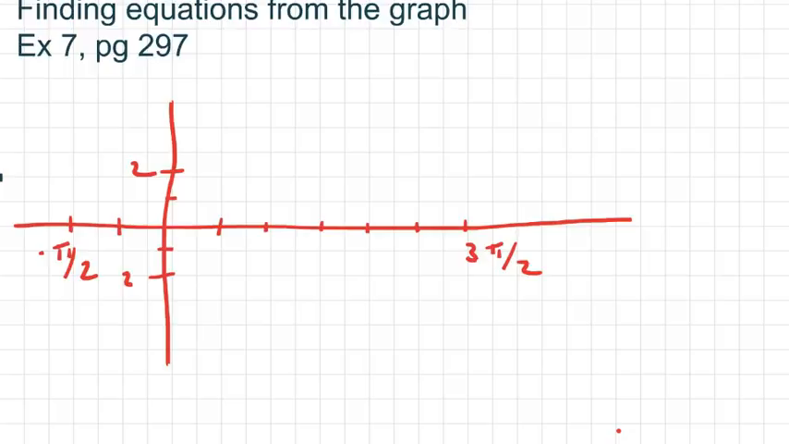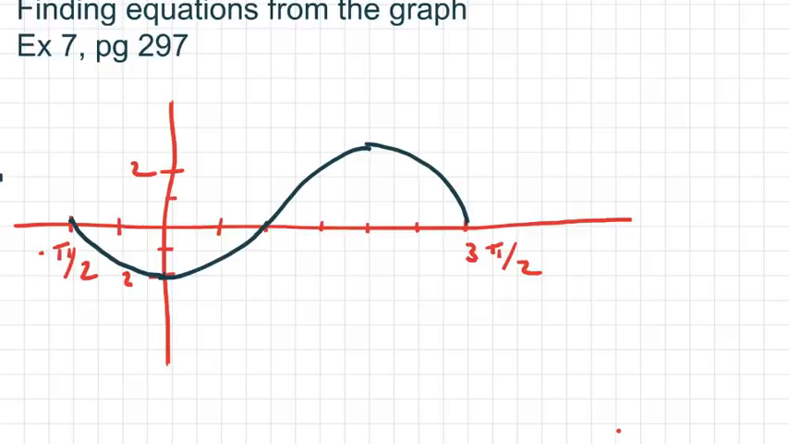When x is 0, y is -2, so we'll put a point there. At -pi/2 it's 0, so we can connect those. At 2 tick marks, which would be pi/2, it's back to 0. At the 4 tick mark point, it's up to 2, and then at 3pi/2 it's back down to 0. So that's the graph we have to work with.